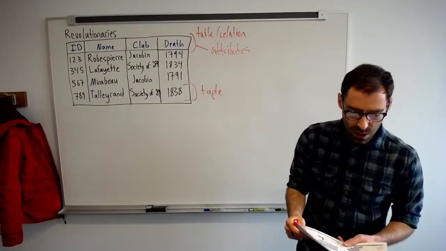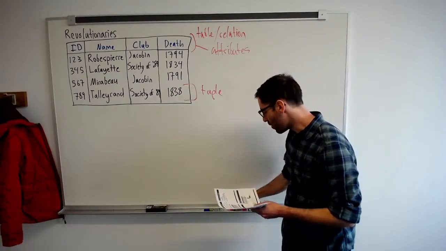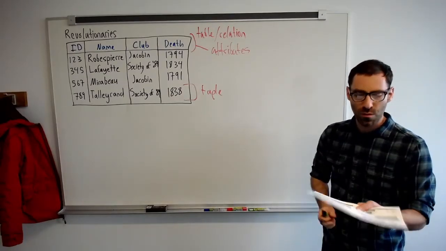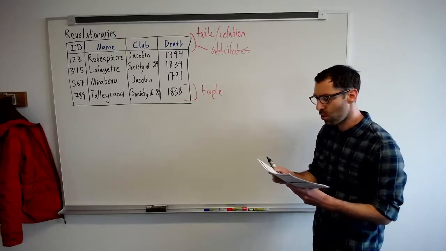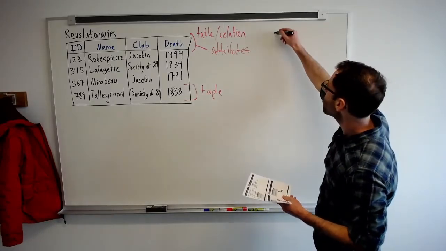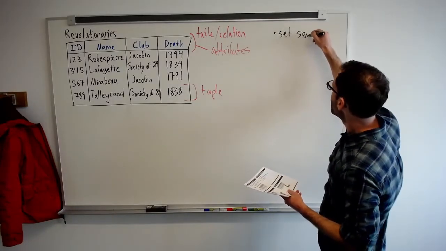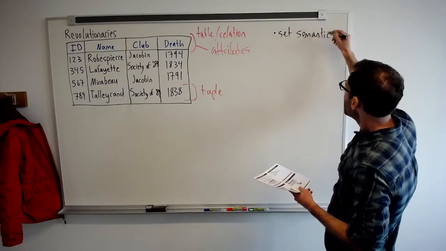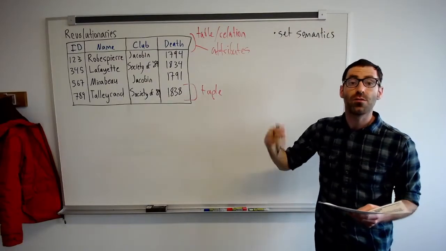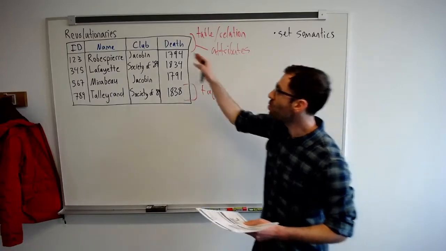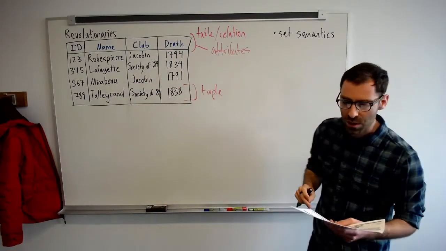And it's worth remembering a few things about the relational model before we start talking about querying it. Remember that we're dealing with set semantics, meaning we have no duplicate tuples. Every tuple in our table has to be unique.